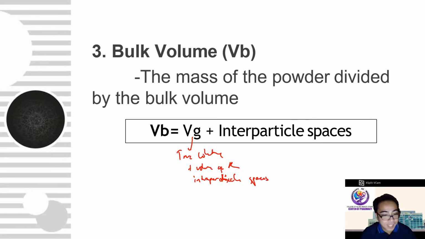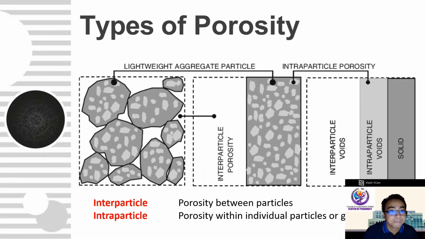Okay? Now, class, true volume plus intraparticle spaces plus this time naman interparticle spaces, yung volume occupied. And with that class, you get your bulk volume. Ito yung volume class na hindi sinisiksik na powder. Okay? Ito yung powder na hindi pa sinisiksik. Okay? So, in terms of types of porosity, sabi ko nga, dalawa lang naman yun, interparticle or intraparticle.